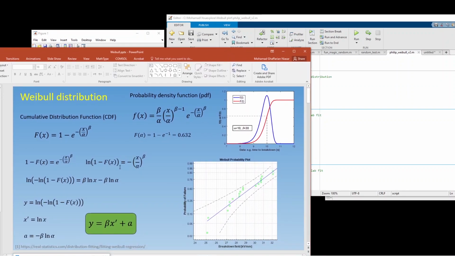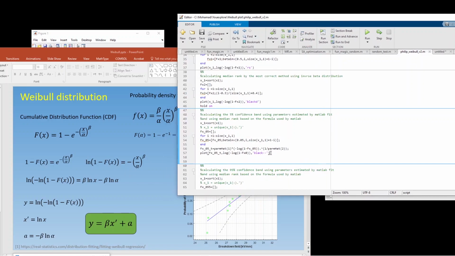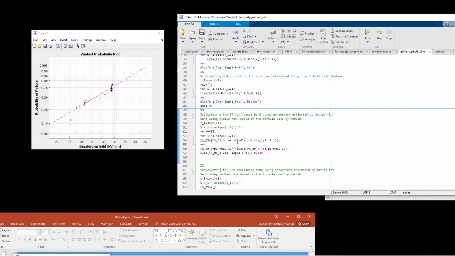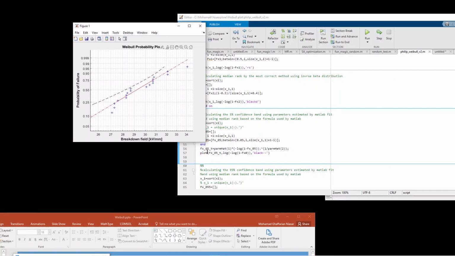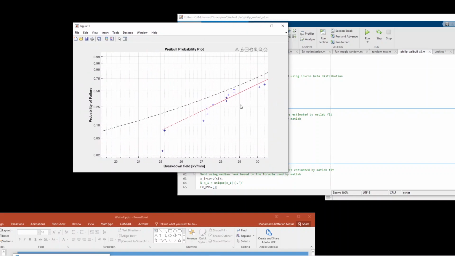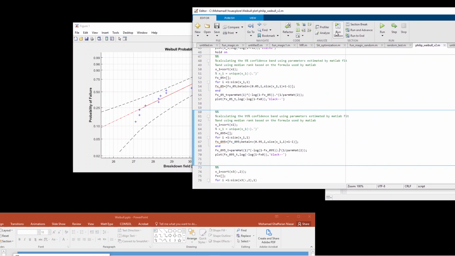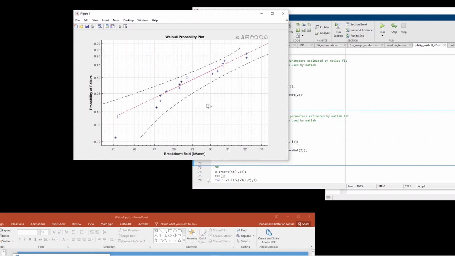So basically we have this equation, we multiply it by a minus and we take the power 1 over beta, so this beta disappears, multiplied by alpha. In that case, we can obtain the value of the data like this. And now we can plot the data versus the probability of failure that we have estimated. So if we do this, basically, this would be the 5% confidence band. And here, if we do this, this will be the 95% confidence band.